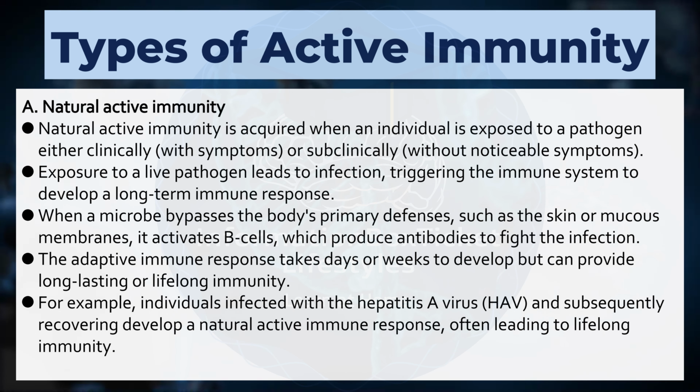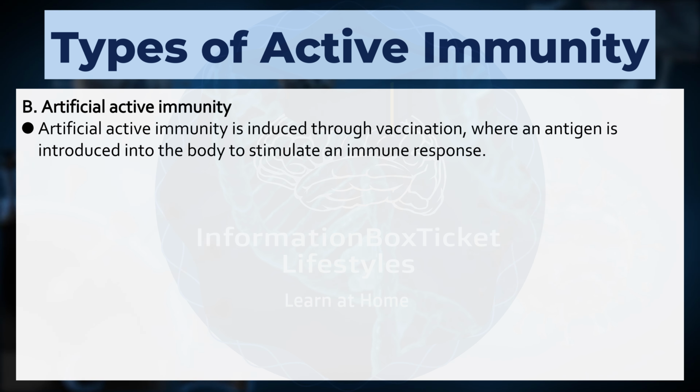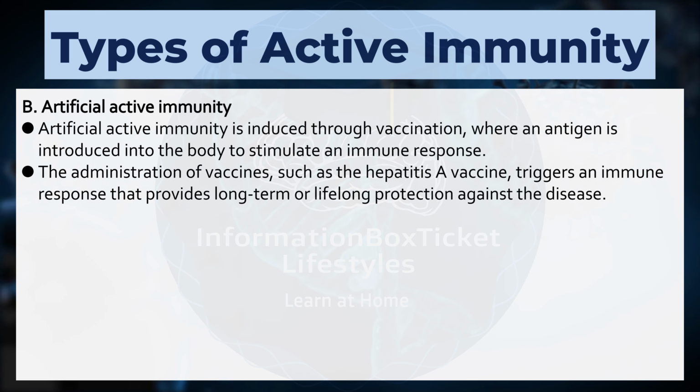For example, individuals infected with the hepatitis A virus, HAV, and subsequently recovering develop a natural active immune response, often leading to lifelong immunity. B. Artificial active immunity. Artificial active immunity is induced through vaccination, where an antigen is introduced into the body to stimulate an immune response. The administration of vaccines, such as the hepatitis A vaccine, triggers an immune response that provides long-term or lifelong protection against the disease.